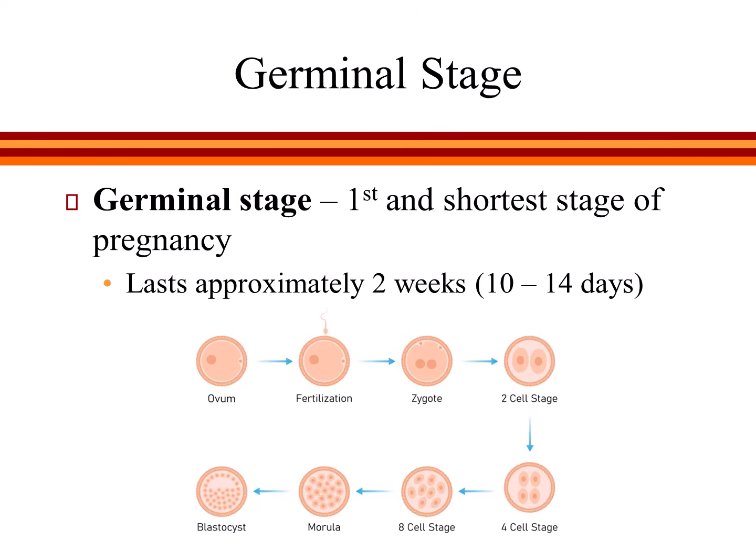The man's sperm and the woman's egg cells are each called a gamete, meaning that they have half of the DNA instructions needed to create a unique human being. Once they are joined together, this forms a complete set of DNA instructions called a zygote.